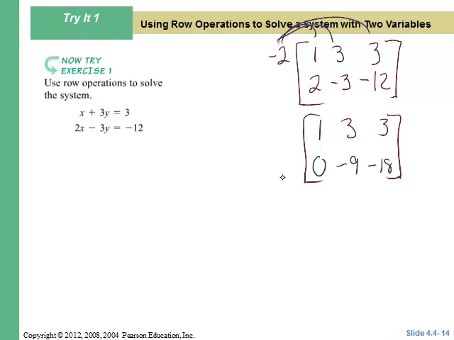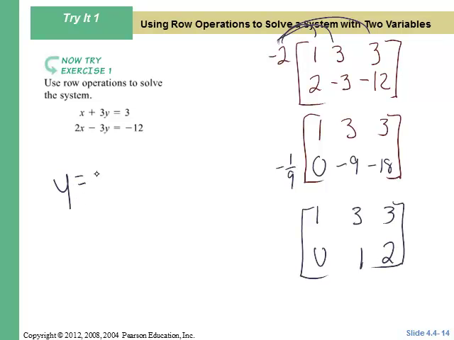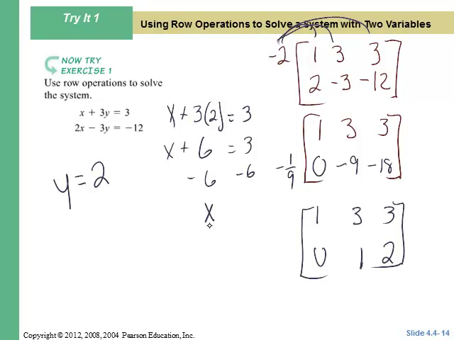Now we're going to multiply the second row by negative 1/9. Leave the first row alone. The second row becomes 0, 1, 2. So y is 2. Now let's substitute that into the first equation. 1 plus 3 times 2 equals 3. 1, that's supposed to be x. X plus 6 is 3. Subtract 6 from both sides. We get x equals negative 3.